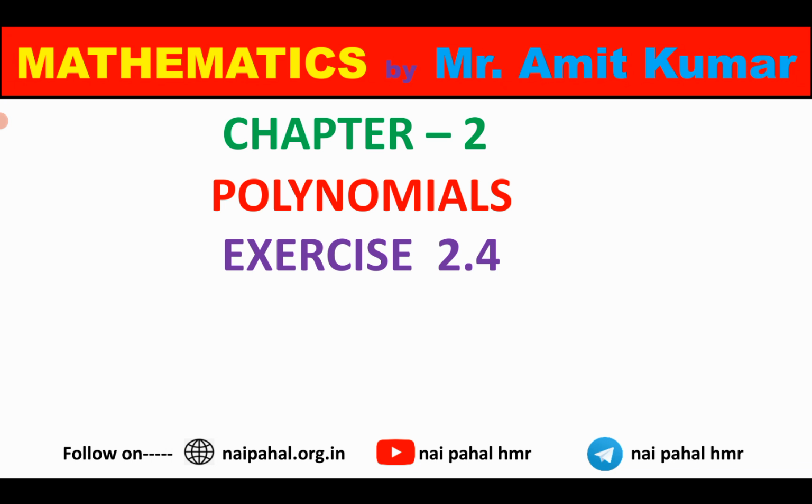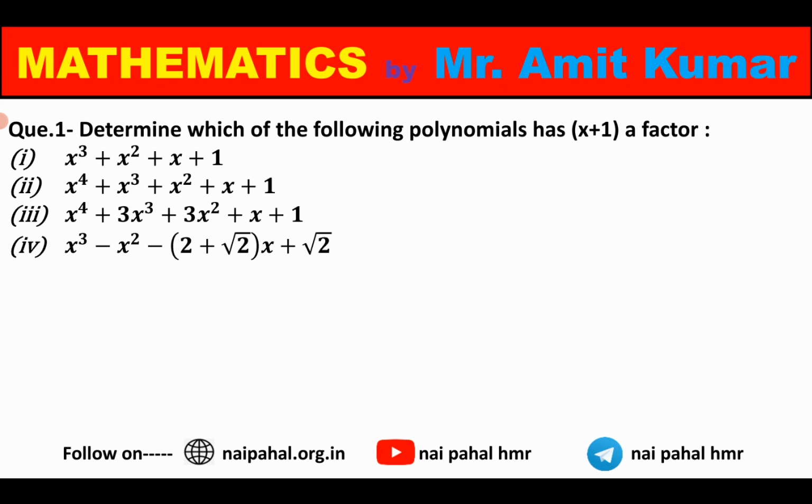Chapter 2 Polynomials. Let's continue with exercise 2.4. Determine which of the following polynomials has x plus 1 as a factor. If x plus 1 is a factor of any polynomial, then x plus 1 should equal 0. So if we put x plus 1 equals 0, then the value of x will be minus 1.